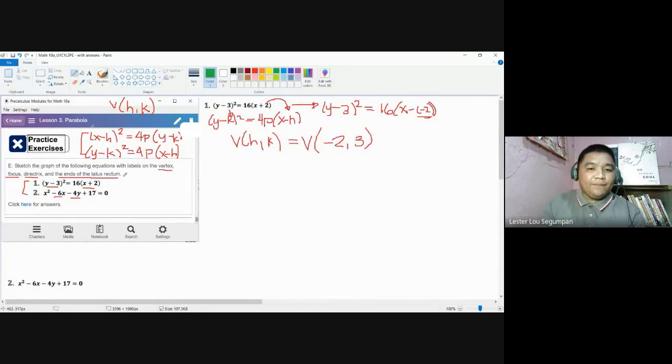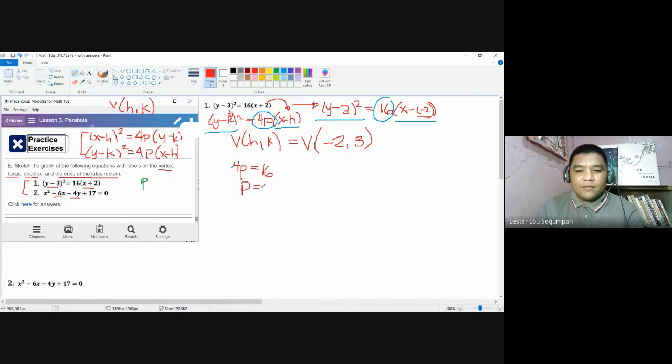All of these three use p. And therefore, we need to get p first. How do we get p? Simply compare this with that, h minus k, and this. That would mean 4p is 16. So you have here 4p is equal to 16. Therefore, p is equal to 16 divided by 4, which is 4. This is the value for our p.